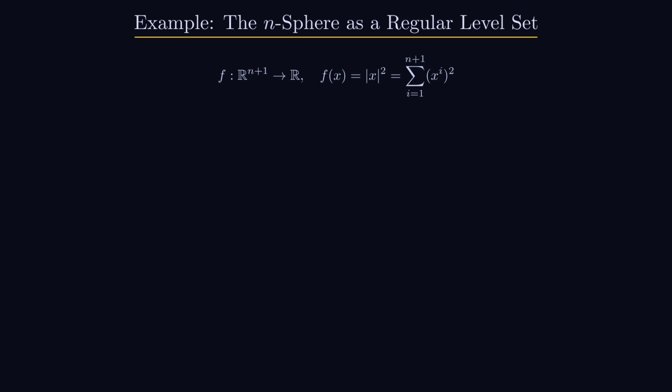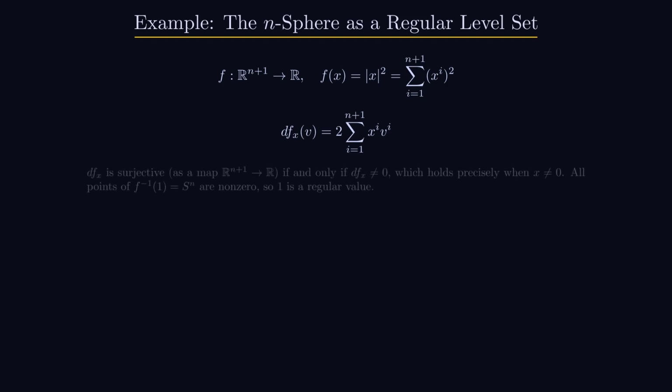The differential of f at x is the linear map from R^(n+1) to R, sending a tangent vector v to 2 times the sum of x_i v_i over all i. This is the dot product of x with v, scaled by 2. A linear map from R^(n+1) to R is surjective if and only if it is not the zero map. The differential df at x is 0 exactly when x is the zero vector, since the inner product of x with every v is 0 only if x itself is 0. Since every point of S^n has squared norm 1 and is therefore non-zero, the differential is surjective at every point of S^n. Hence, 1 is a regular value of f.